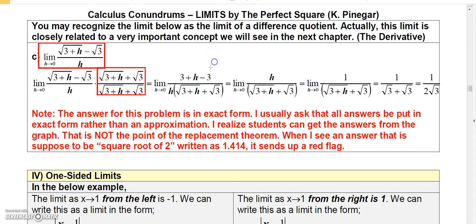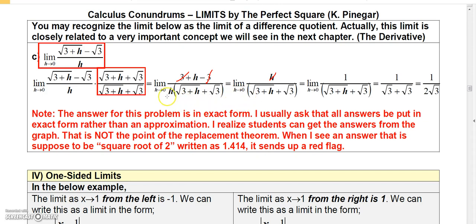And then what you can do there is you can cancel, and you'll just get h in the numerator. And remember, in the denominator, don't multiply this together. So we get h times this and h times that. So in the next step, we can actually take this h and cancel it.